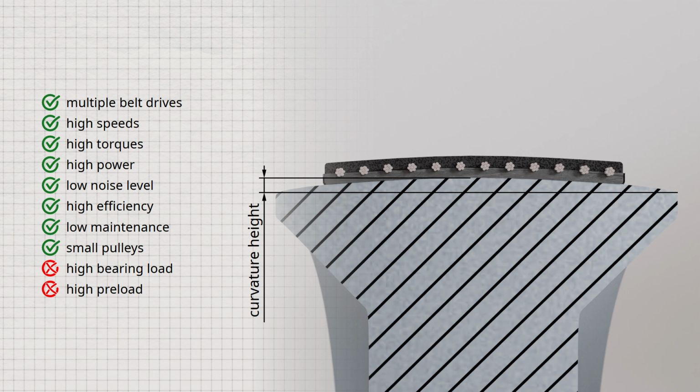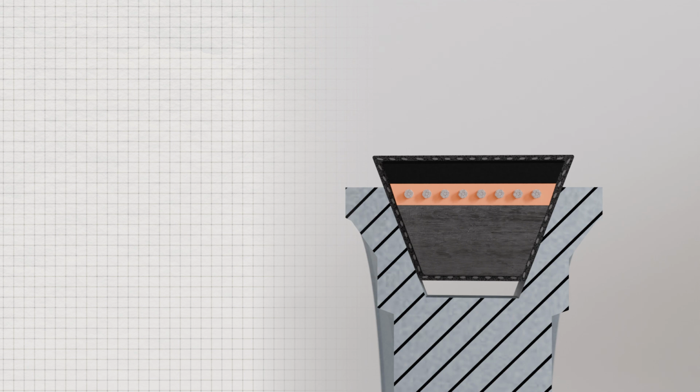High bearing forces associated with flat belts can be significantly reduced by using V-belts. The V-shaped cross-section of the belt results in high friction forces on the flanks. Therefore, lower preload forces are sufficient to generate the frictional forces required for power transmission. As a result, the bearing load is significantly lower. Conversely, significantly higher torques can be transmitted with the same pre-tensioning forces using V-belts.